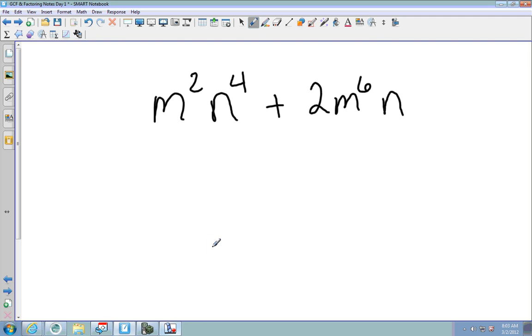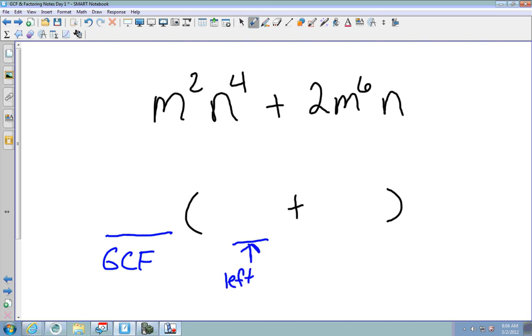Okay, let's start with this one. We're going to factor out the GCF. So the GCF is going to go here, and then what's left of the first term goes here. And right here is going to be what's left of the second one. Okay, so right now, first find the GCF.